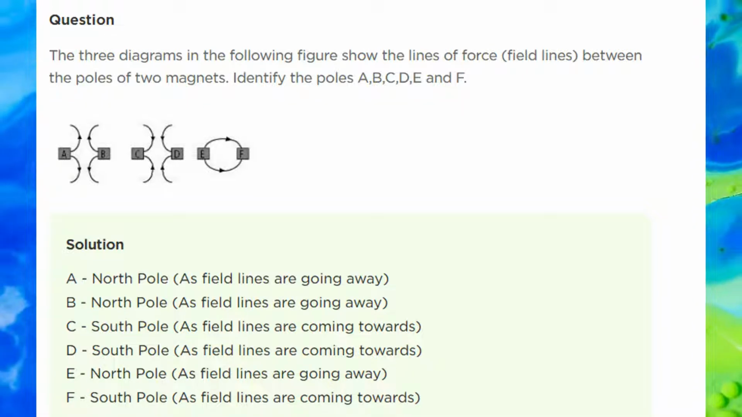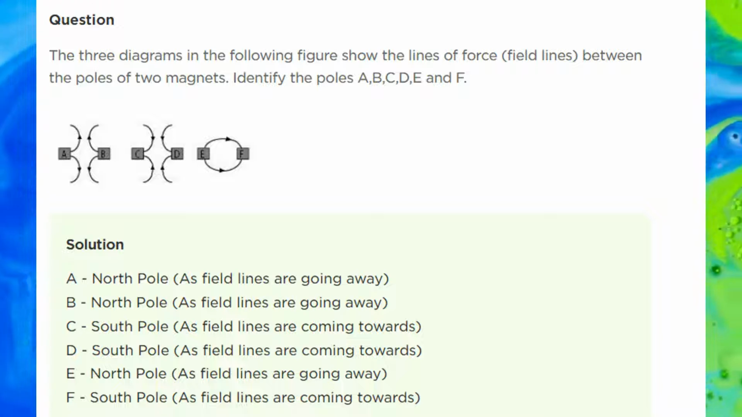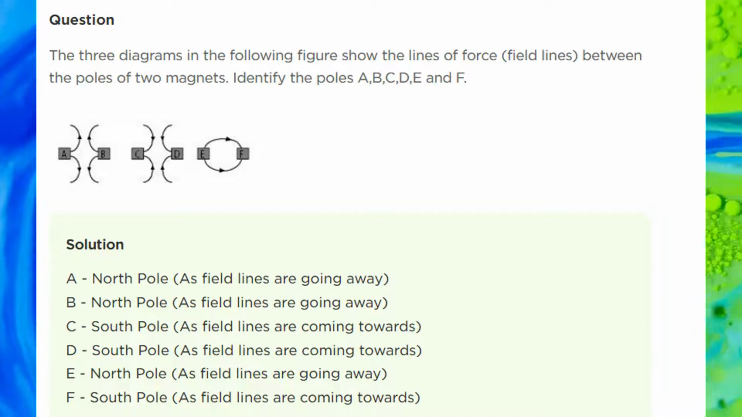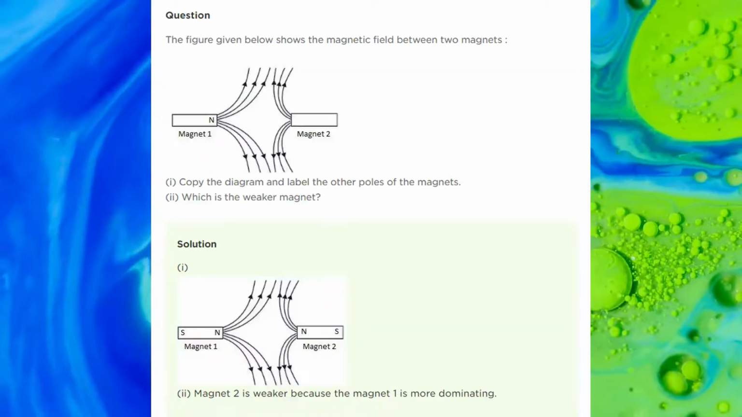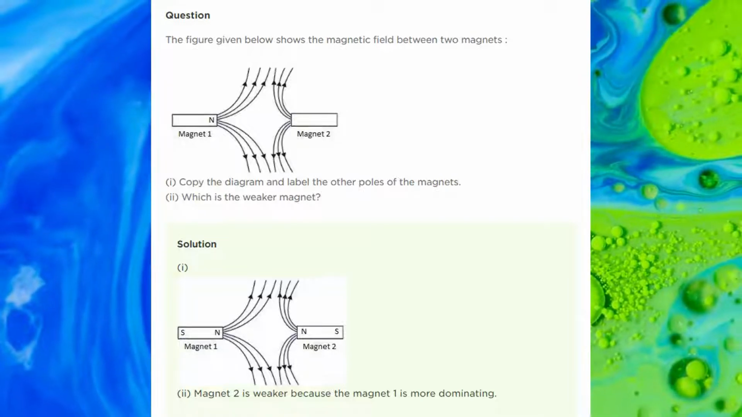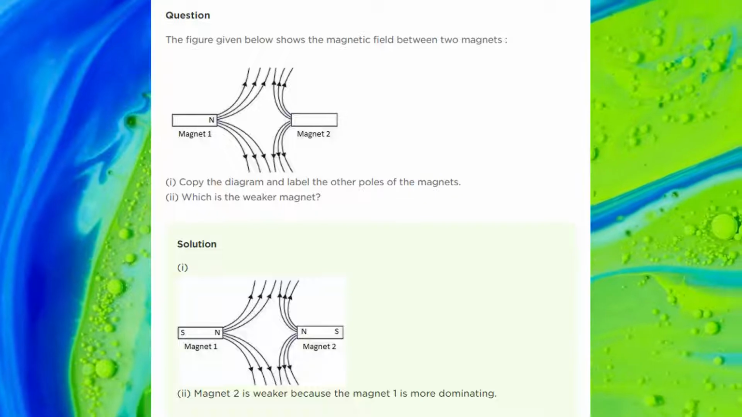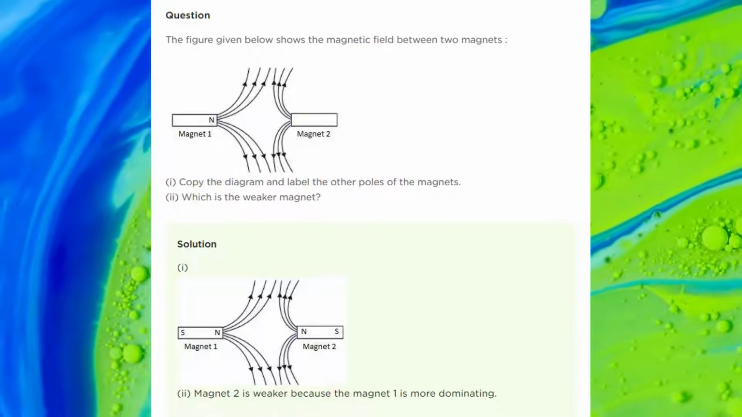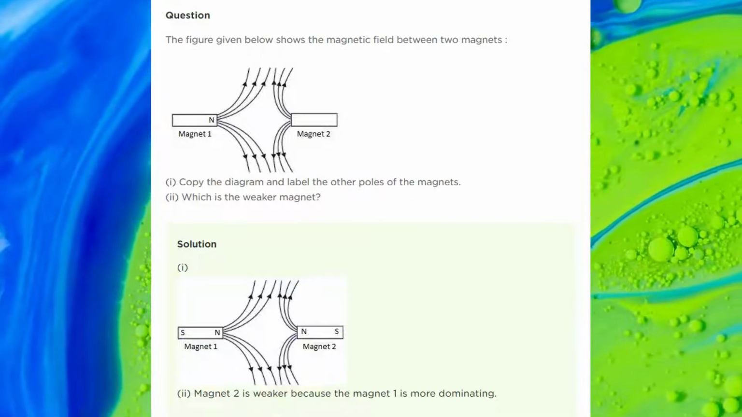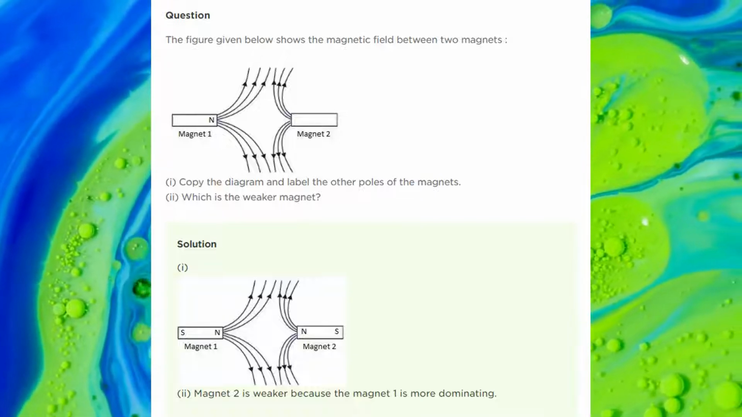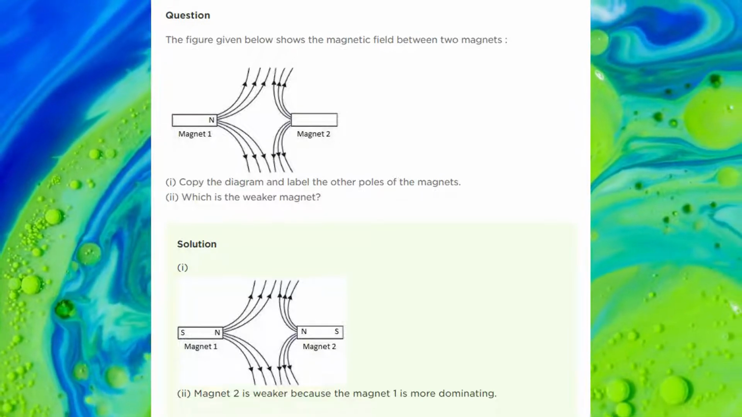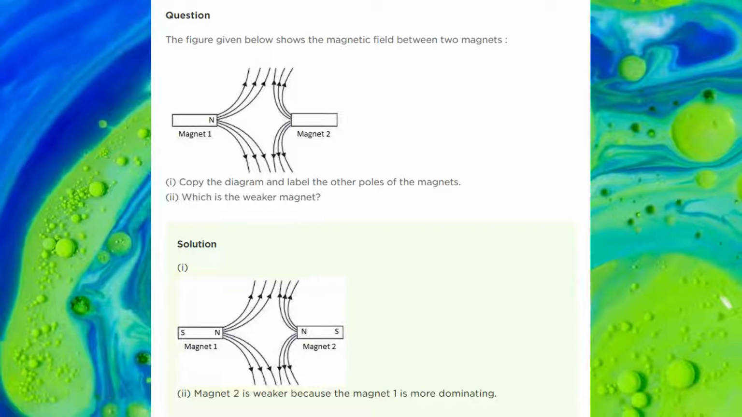E. North pole, as field lines are going away. F. South pole, as field lines are coming towards. Question: the figure given below shows the magnetic field between two magnets. 1. Copy the diagram and label the other poles of the magnets. 2. Which is the weaker magnet? Solution: 2. Magnet 2 is weaker because magnet 1 is more dominating.